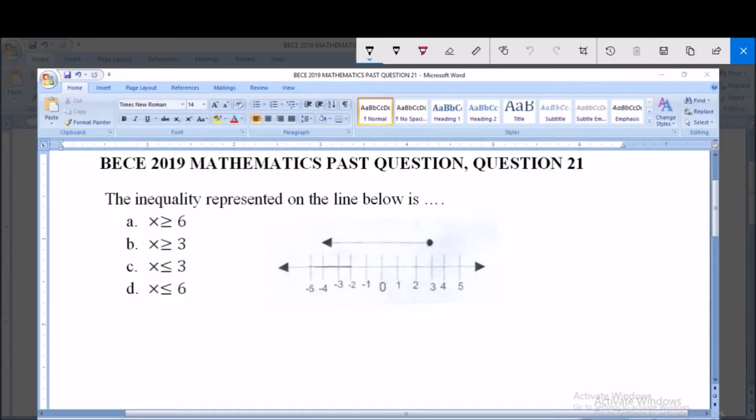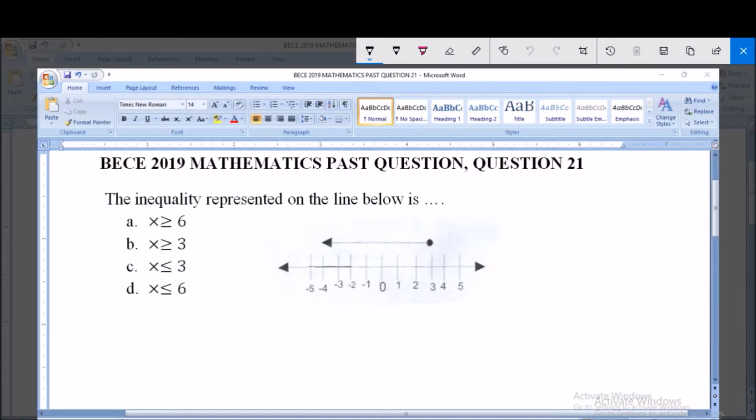Today we're going to be dealing with BECE 2019 Mathematics Past Question 21. The inequality represented on the line below is dash: A, x is greater than or equal to 6; B, x is greater than or equal to 3; C, x is less than or equal to 3; and D, x is less than or equal to 6.